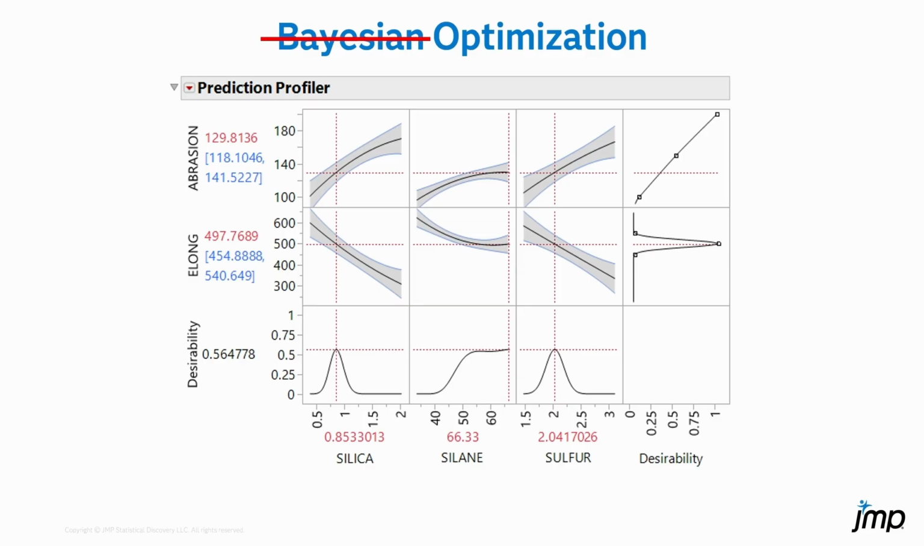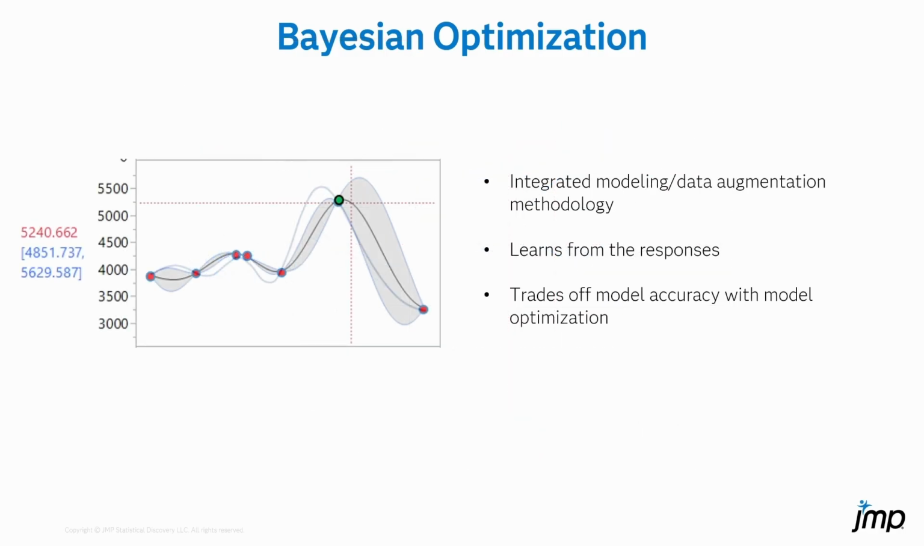Now, wouldn't it be faster if we could use the profiler earlier in that process to have it make use of all the information in the data as well as our project goals early on, when we have as few as maybe 2 data points, and have the profiler recommend combinations to try next that simultaneously improve model fit while driving us towards our solution? The framework that makes that possible is called Bayesian optimization, an integrated modeling and data augmentation scheme that learns from the responses as we acquire more information.